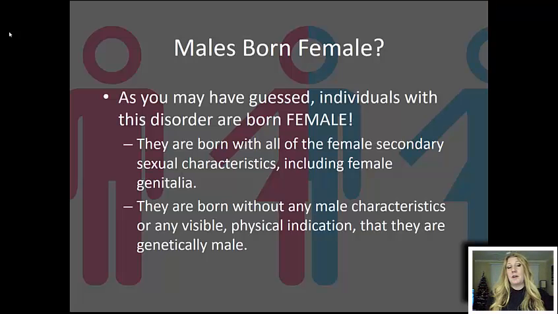In this condition, you could say that males are born female. As you may have guessed, individuals with this disorder are born female, or at least female-like. They are born with all of the female secondary sexual characteristics, including female genitalia. They are born without any male characteristics or any visible physical indication that they are genetically male.